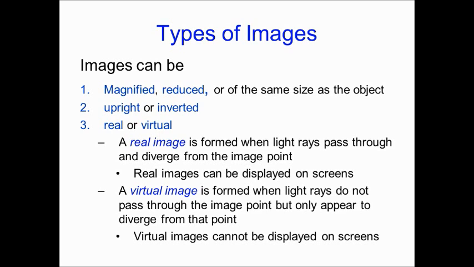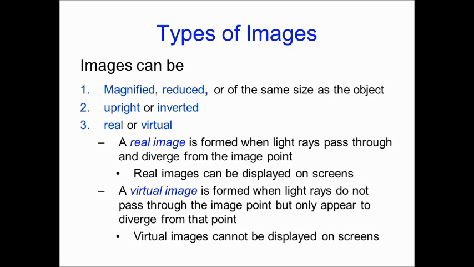Since light goes through this point, real images can be displayed on screens. If you put the screen in the position of the real image, there is light going through this point which can form this image on the screen. On the other hand, a virtual image is formed at a point which light rays cannot reach. Light rays only appear to diverge from the point where the virtual image is located. However, the light is not at that point in reality.